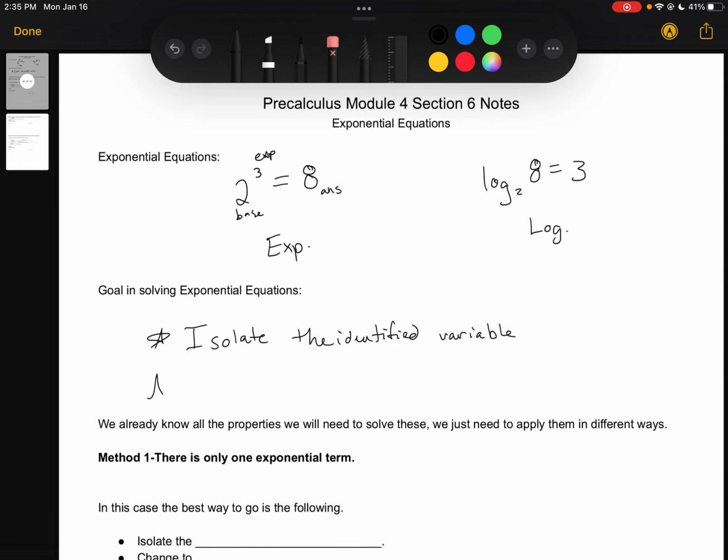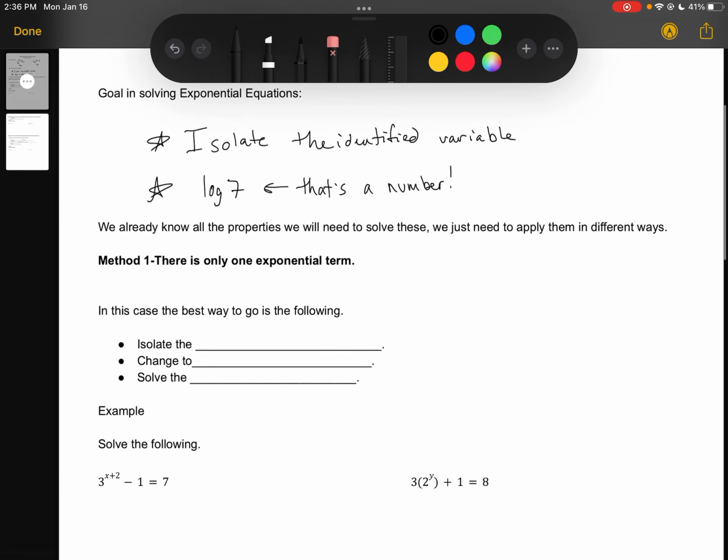One of the key things to remember when we're solving is that it's okay to have logs. If you punch log of 7 into your calculator, it's a really messy decimal. It's okay to leave it as log of 7. Just remember, that's a number. Don't think of log as a variable, because it's not. If it's just log of a number, the answer is just a number. So you are allowed to have logs in your answer as long as they can't be simplified any further.